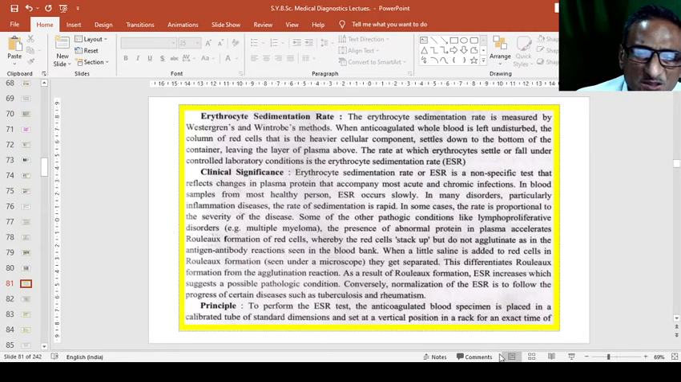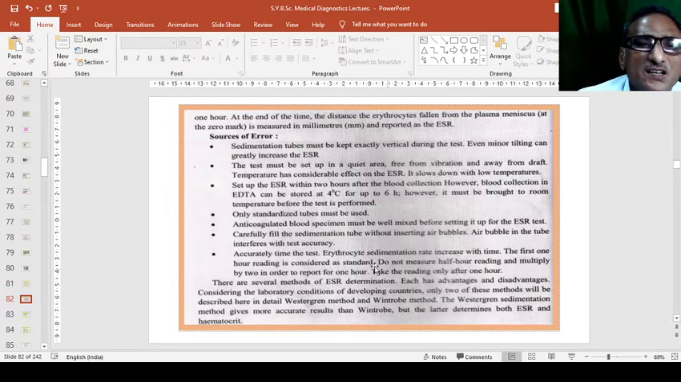So its principle is that to perform the ESR test, the anticoagulated blood specimen is placed in a calibrated tube of standard dimensions and set in a vertical position in a rack for an exact time of 1 hour. At the end of the time, the distance the erythrocytes have fallen from the plasma meniscus is measured in millimeters. And the errors include, as we have studied previously, the following.